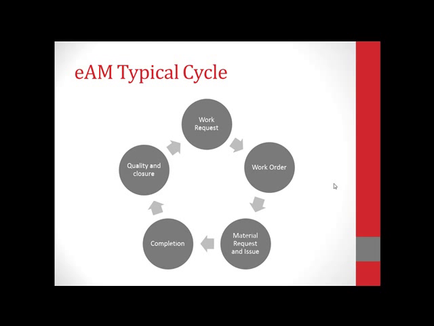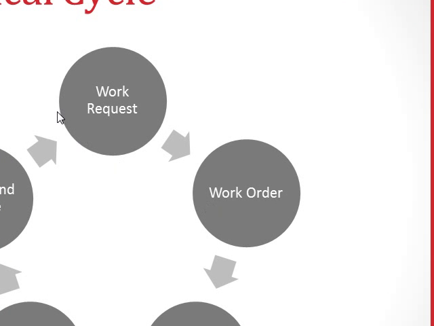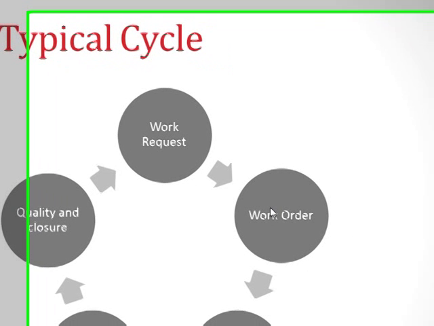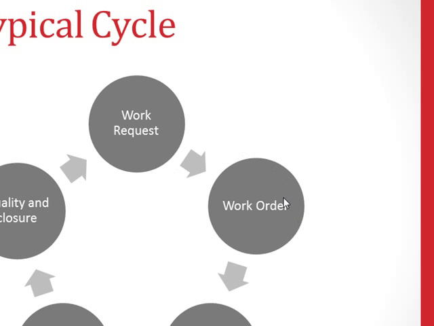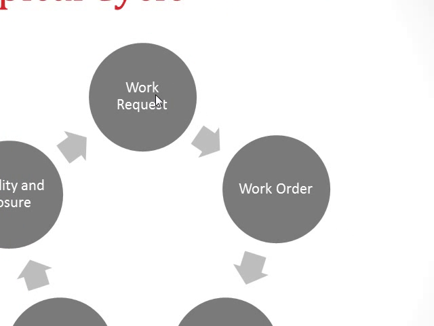Hello, in this video I'm going to demonstrate the whole typical cycle of the enterprise asset management. As you can see here, the typical cycle starts from the work request here. That's from where any maintenance request can be issued, and then move to the work order, which is the order based on the work request. Usually the work request is an optional step, but you can create the work order without the work request, or you can create the work order and link it to the work request.